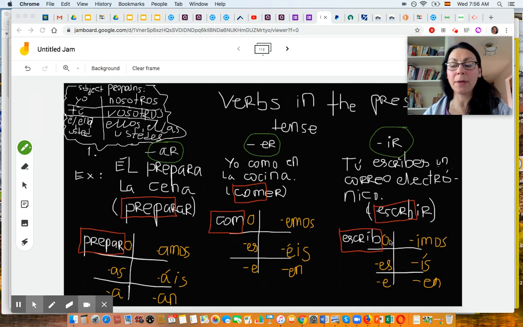For IR verbs, the endings are, for the yo form, if the subject in your statement is yo, the ending o. So you take escribo, escribo. And you do this with the rest of the forms depending on what the subject in the sentence is.